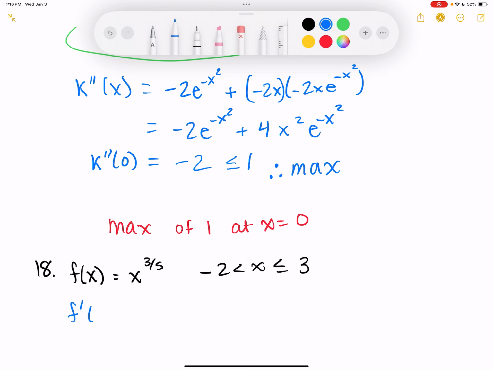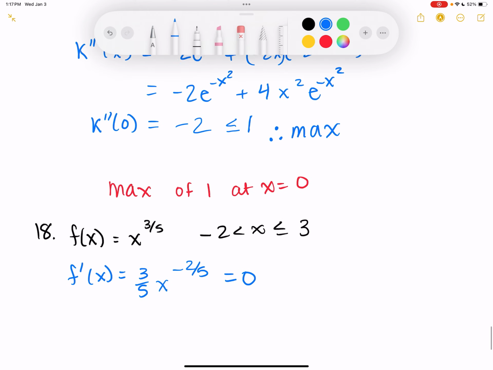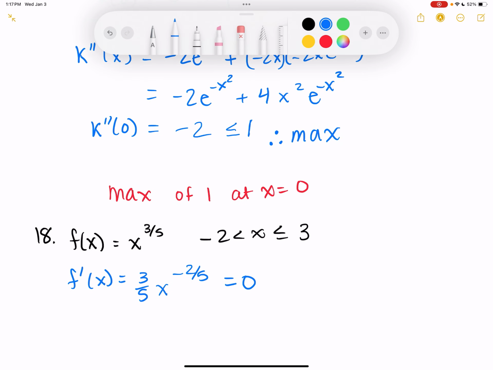The derivative of x to the 3/5 is 3/5 x to the -2/5. Now if we set that equal to 0, what is the only way that's equal to 0? If x is 0. Now we need to go back and look at the instructions. It says identify any critical points that are not stationary points.